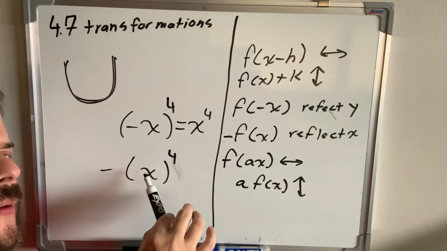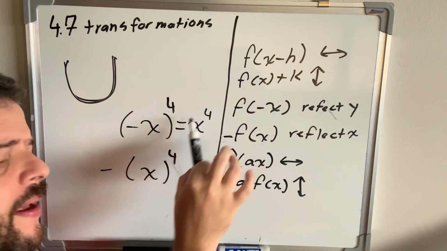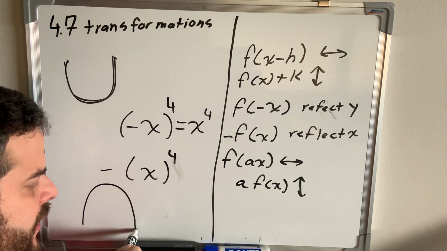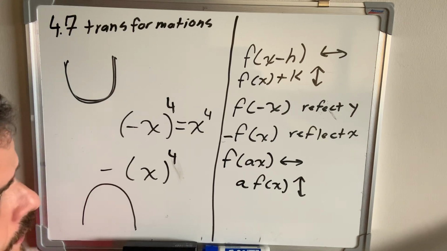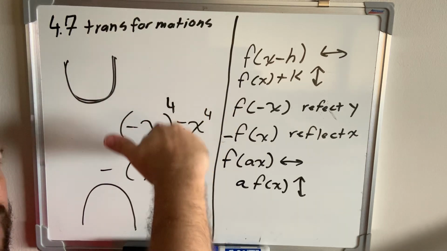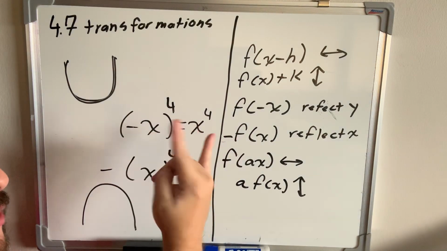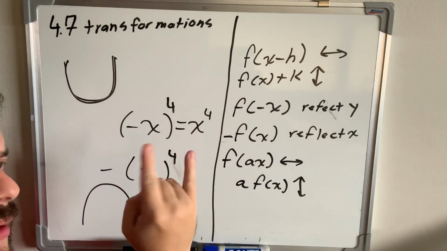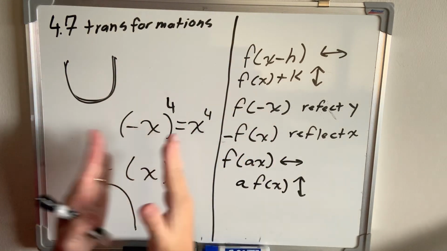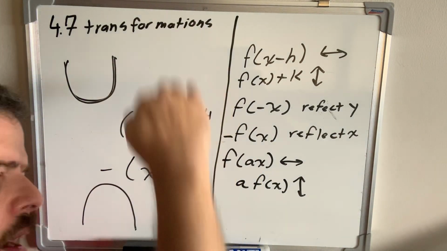Now let's see what happens here. PEMDAS, you raise this to the 4th degree, you end up with x to the 4th degree positive. And when you apply the negative, you actually end up with a reflected parabolic shape. So again, when the negative is on the outside, it's reflection across the x. Up or down, up or down. When it's inside the parentheses, it's reflection across the y. Left or right. Everything within the parentheses affects it in a horizontal fashion, left or right. Everything outside, up or down.